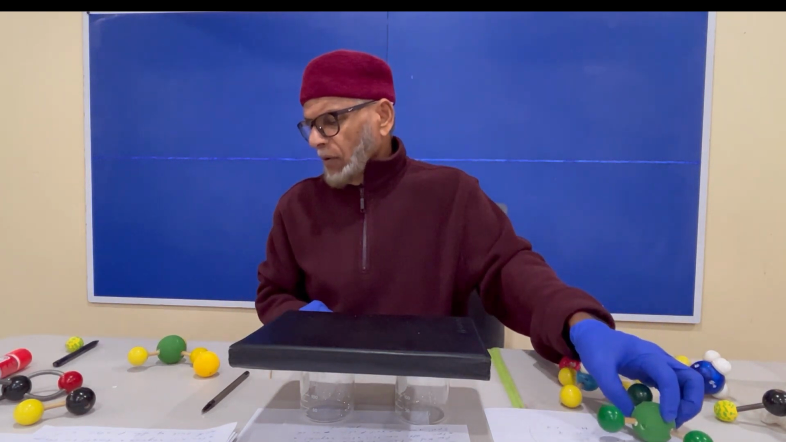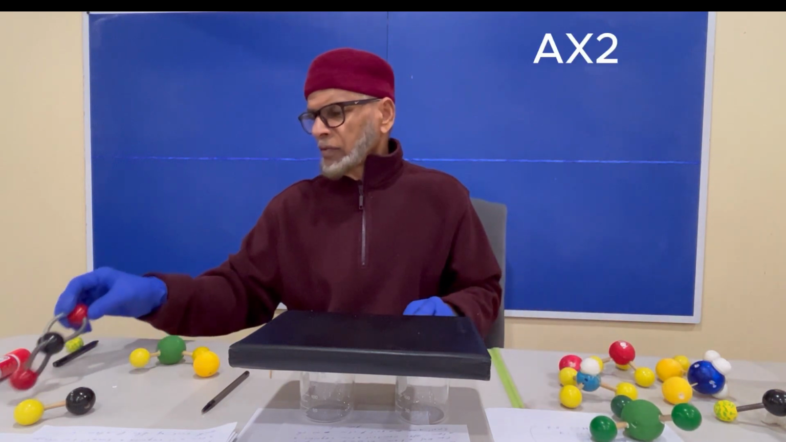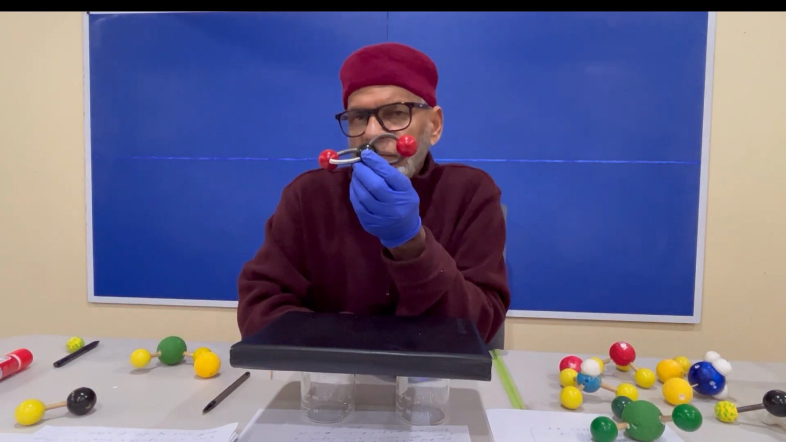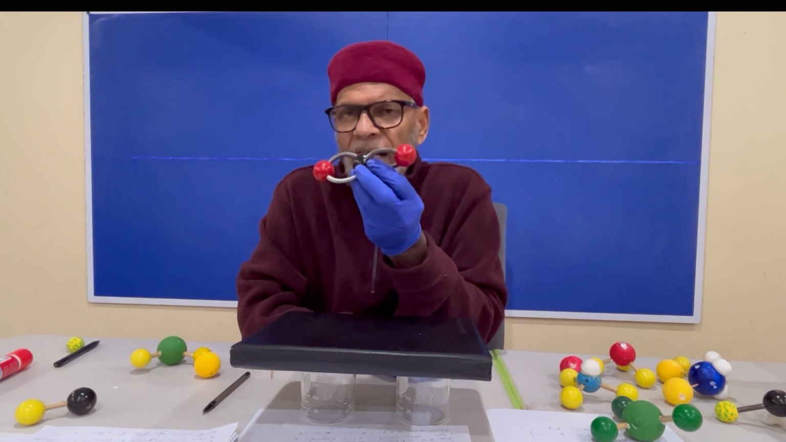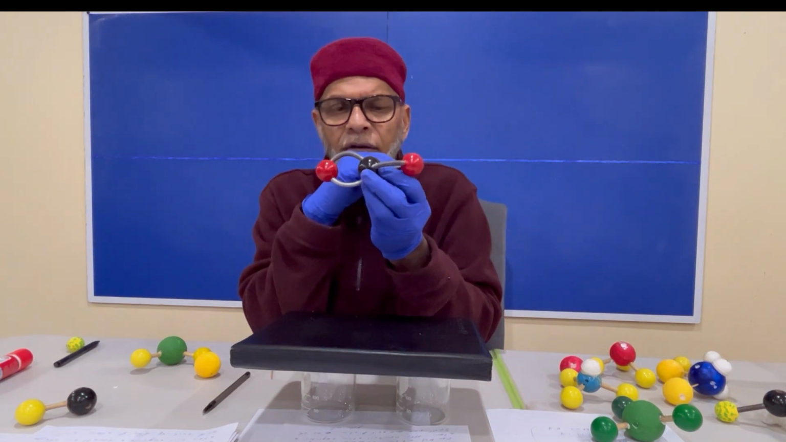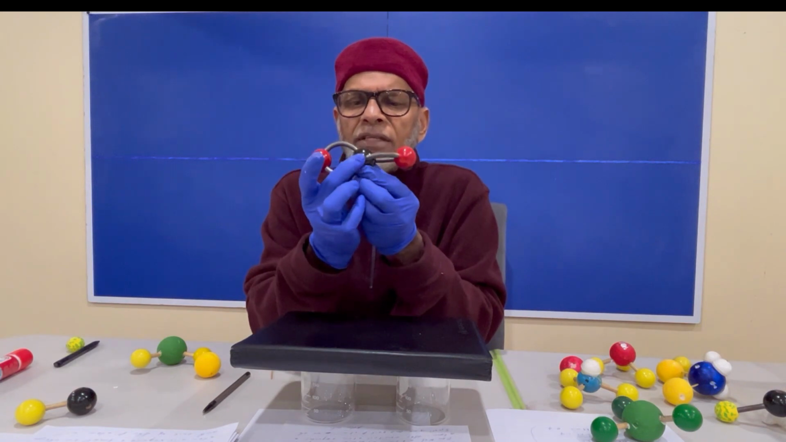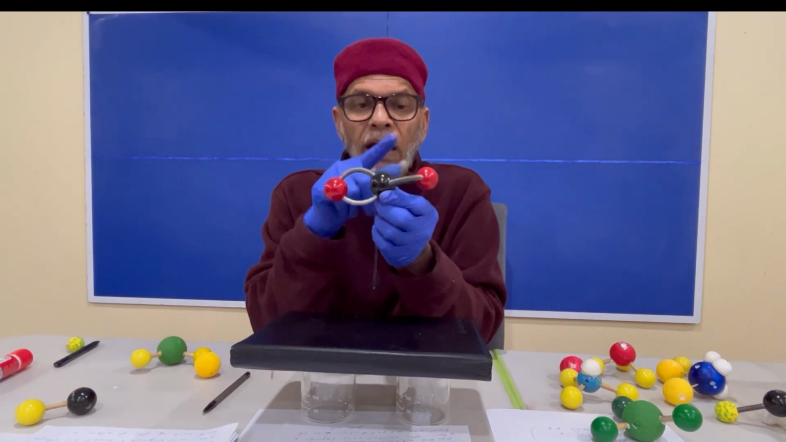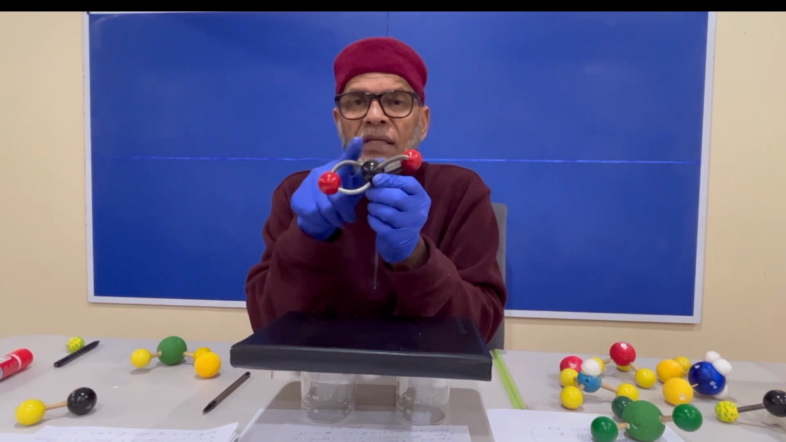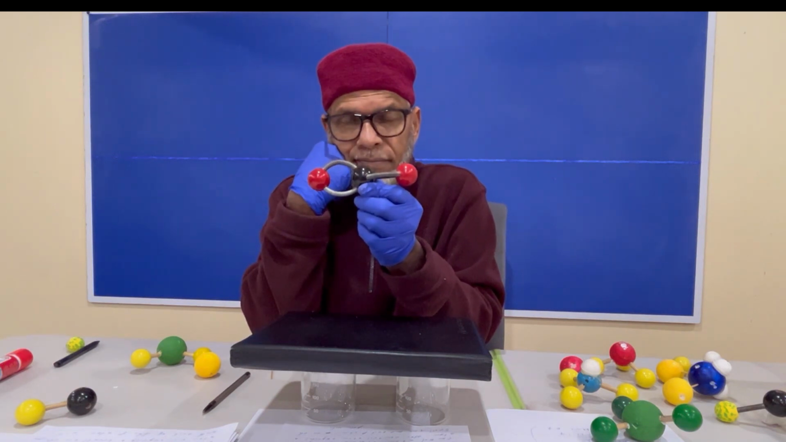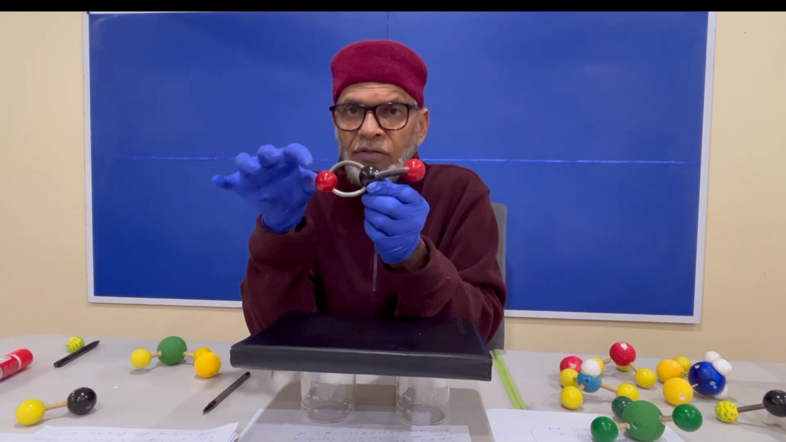The final type of molecules we're going to talk about is the AX2 type of molecule. An example of that is carbon dioxide. You can see in this type of molecule, there's a central atom that's surrounded by 2 peripheral atoms at 180 degrees away from each other. And the molecule is linear. Now let's go through the strategies.